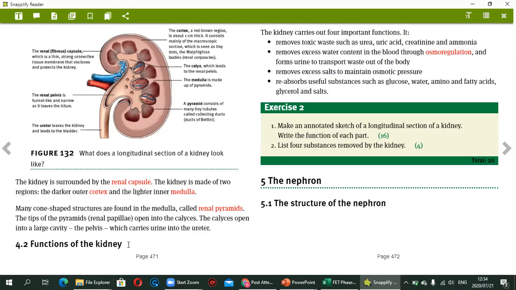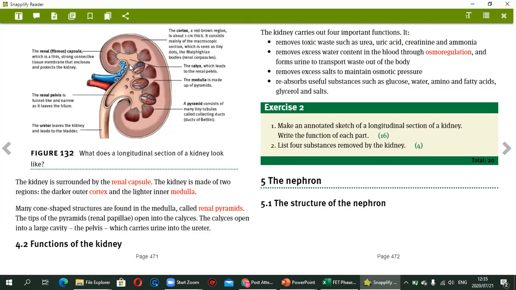So here, read just the section. The kidney is surrounded by what? The renal capsule. That renal capsule, we've already discussed. It encloses and protects the kidney. It is made up of two regions: there's the darker outer cortex and there's the lighter inner medulla. So this is the cortex. You see this dark region, that's the darker cortex. Then the inner one, lighter. It's clear to see here. So just remember darker, lighter. There's no trick to the name.